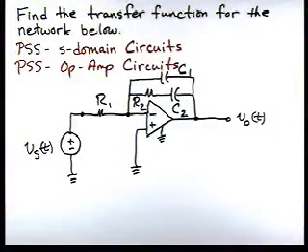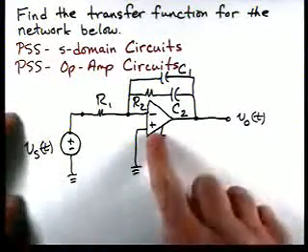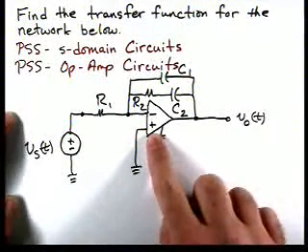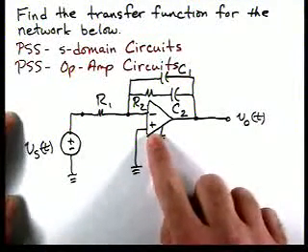In this problem, we're asked to find the transfer function for the network below. Notice that it contains an op-amp. We'll utilize our problem-solving strategy for S-domain circuits, and also the one for op-amp circuits. And what we need to do is draw the S-domain circuit, and we need to insert our model for the op-amp used earlier in the text.